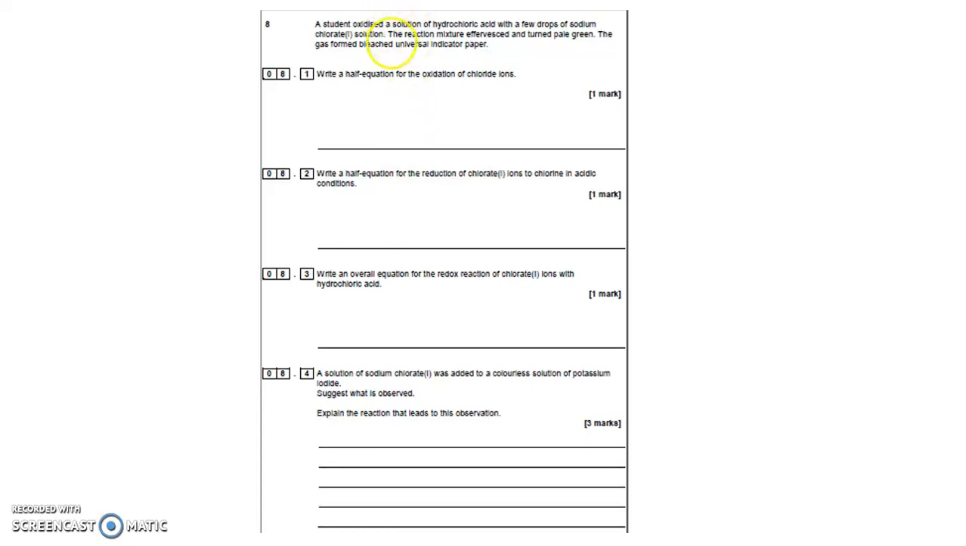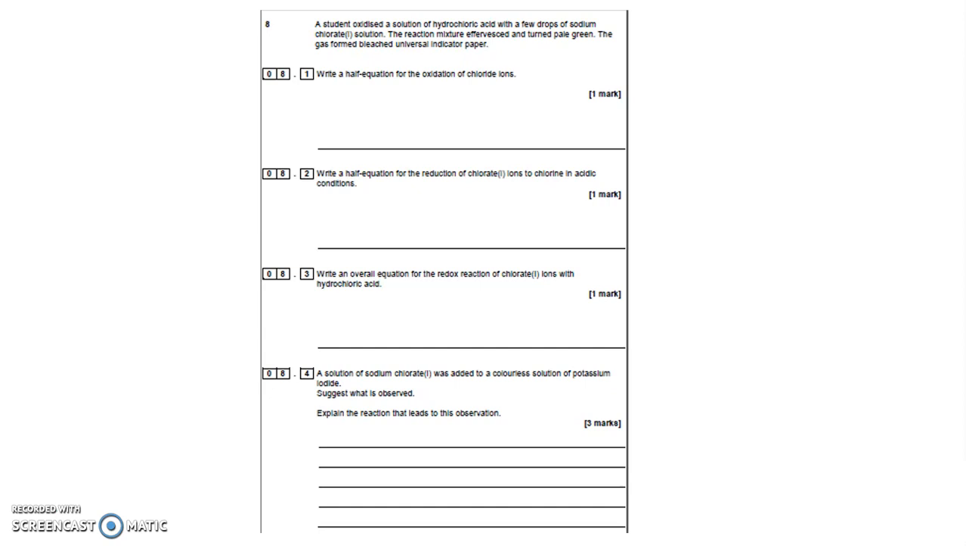Question 8. A student oxidized. So what's oxidation? Oxidation is loss of electrons. Okay, OIL RIG. Oxidation is loss of electrons. Reduction is gain of electrons. So something's being oxidized. It's losing electrons.